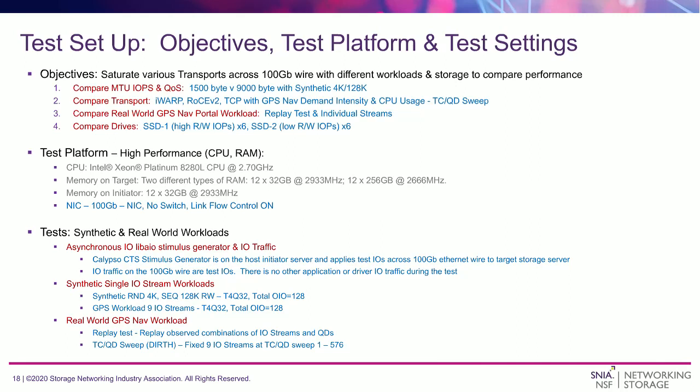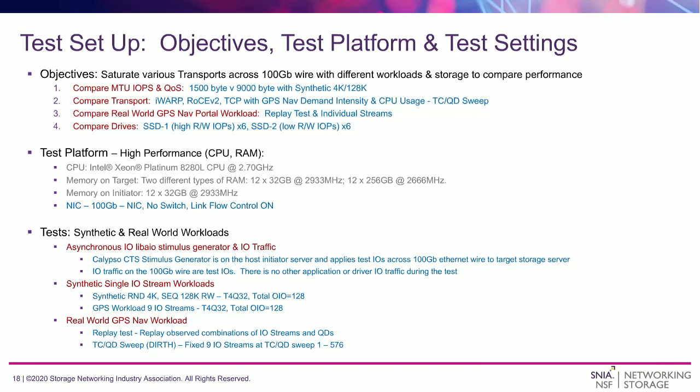Third, we compare a real-world workload looking at the replay test and the individual streams of that replay test. And then finally, we compare all of the above between the high performance and low performance SSD1 versus SSD2. In the larger picture, we have different performance platforms, but in this case, we're using only the high performance platform, which is defined as the CPU-based Intel 8280 at 2.7 gigahertz and a higher amount of RAM.